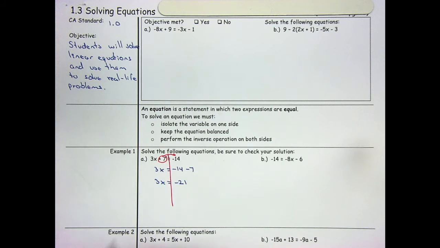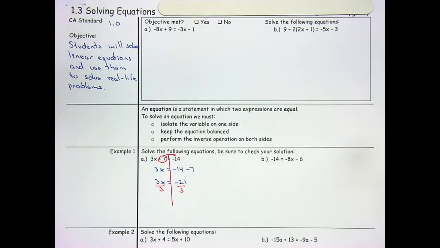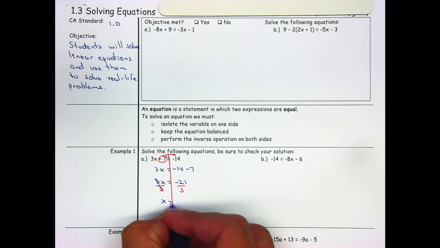Now I need to be able to leave the x by itself. The 3 and the x are multiplying. I'm going to divide by 3 on both sides. This will cancel. That'll give me x is equal to negative 7.